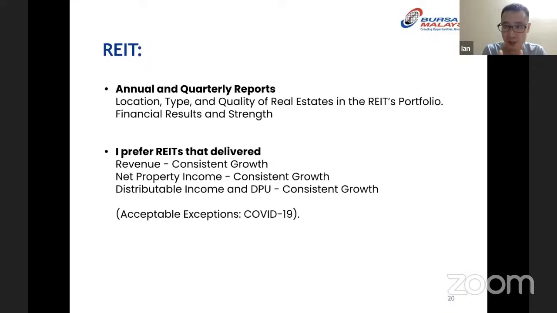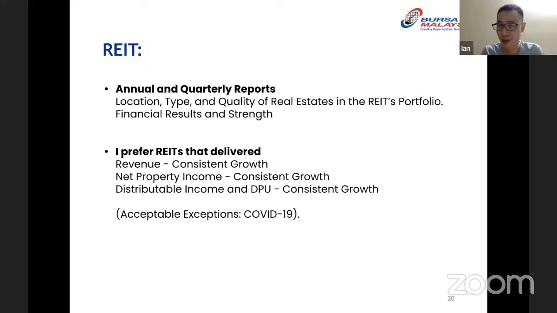properties that they own. So let's say, let me just think, you can use Sunway REIT. They have about 17 properties, I believe. To my knowledge, 17 properties. Yes, you can still look at the financial results of every single property if you're hardworking.